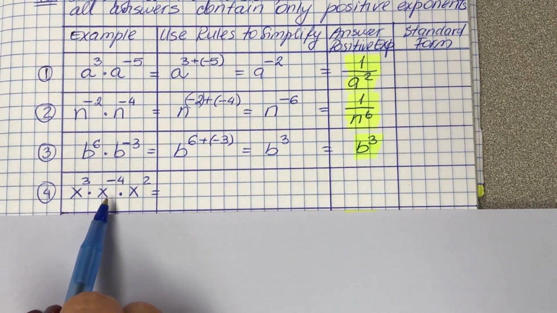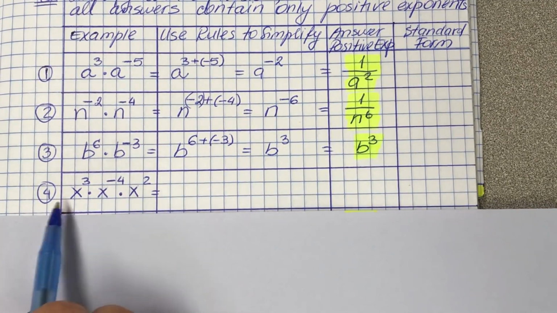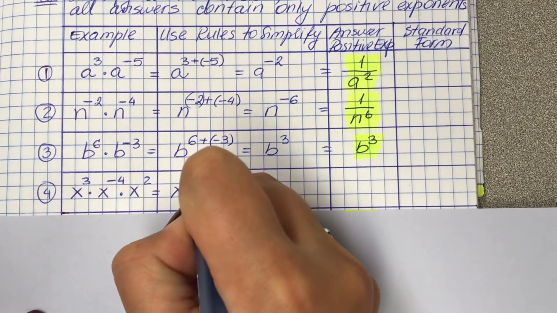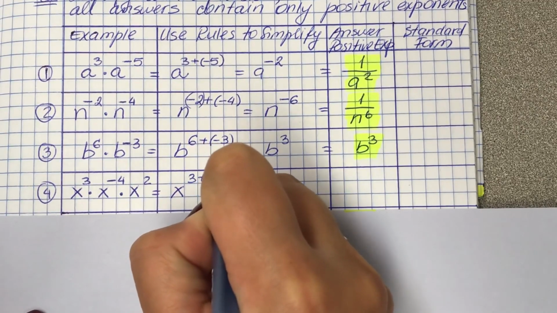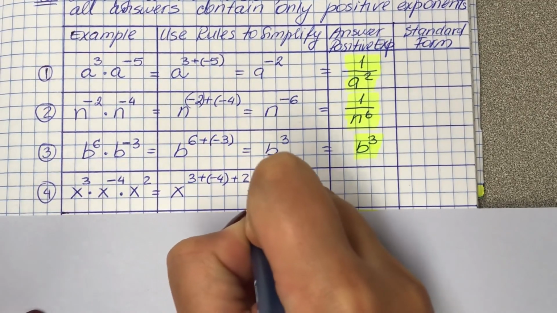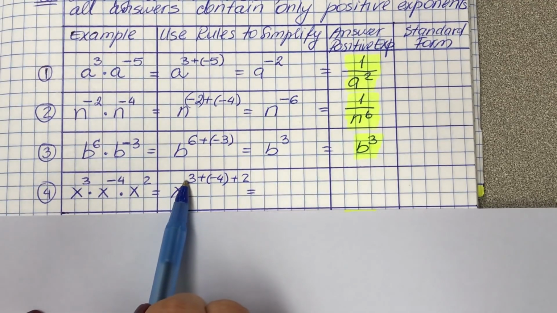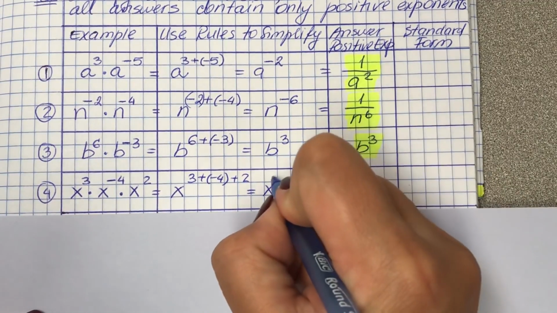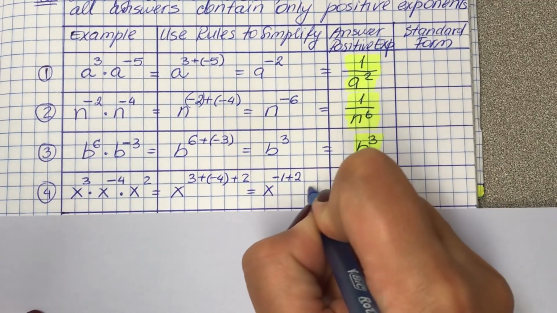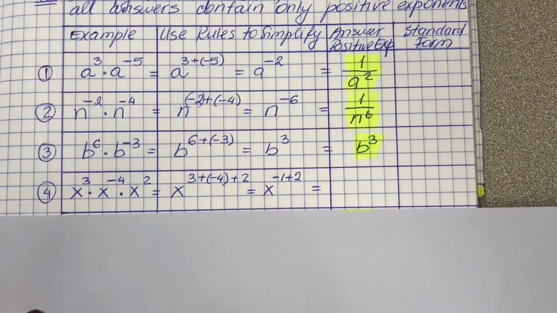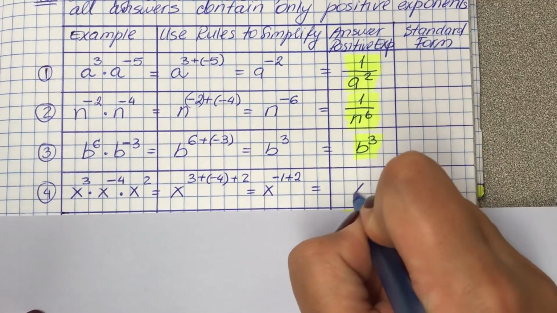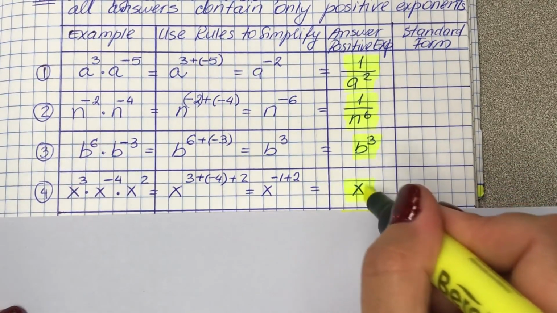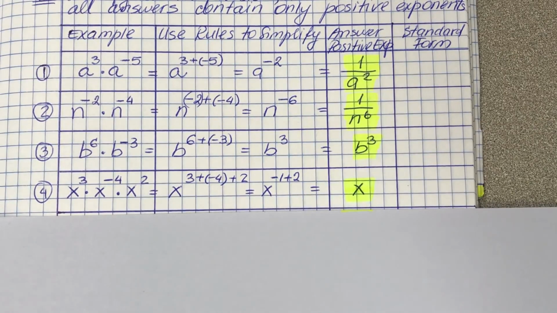x to the third times x to the negative fourth times x to the second. We have x as the base. The rule says keep the base and add the exponents, so 3 plus negative 4 plus 2. First, we'll want to simplify 3 plus negative 4, so that will be x to the negative 1 plus 2. Then negative 1 plus 2 is 1, so that would be x to the first, or just x. And that is already a positive exponent, so there is nothing else that we need to do.